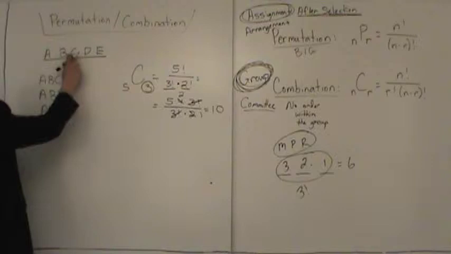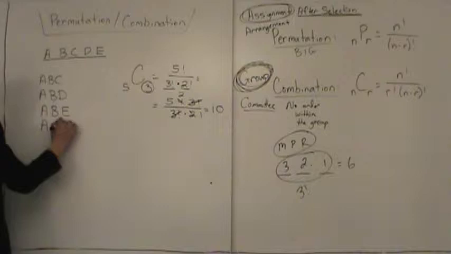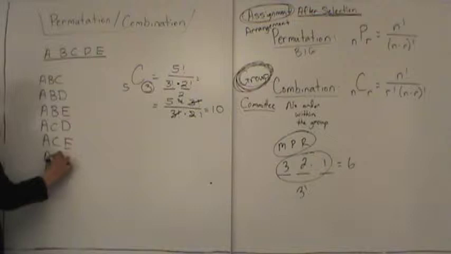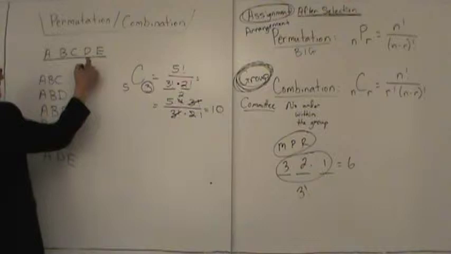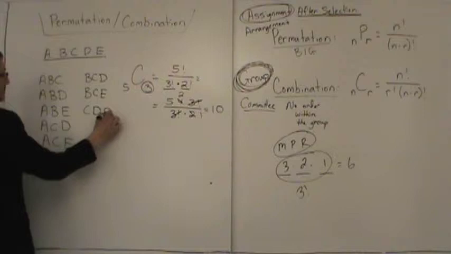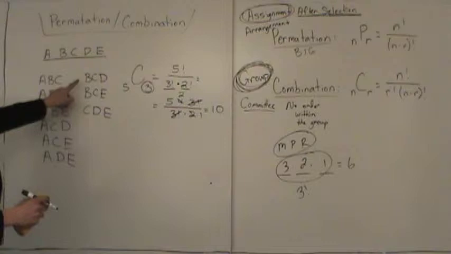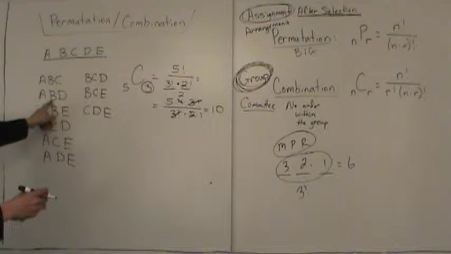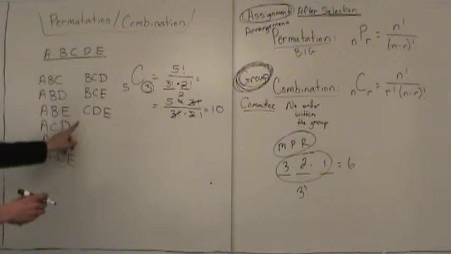We could also have ACD. We could have ACE, or we could have ADE. Now, also we could have BCD. We could have BCE, and lastly, CDE. Have we accounted for all the groups? Yes. 1, 2, 3, 4, 5, 6, 7, 8, 9. No. What am I missing? ABC, ABD, ABE, ACD, ACE, ADE, BCD, BCE.